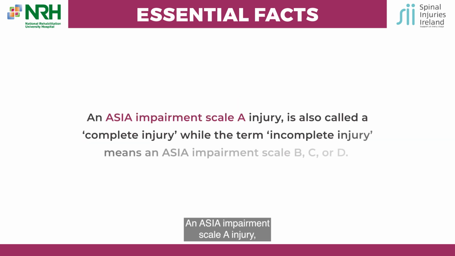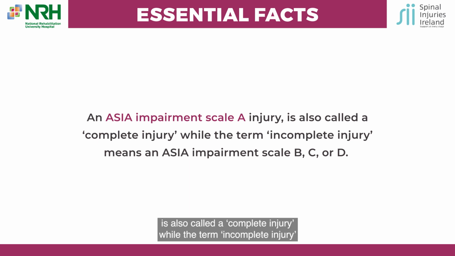An ASIA impairment scale A injury is also called a complete injury, while the term incomplete injury means an ASIA impairment scale B, C, or D.